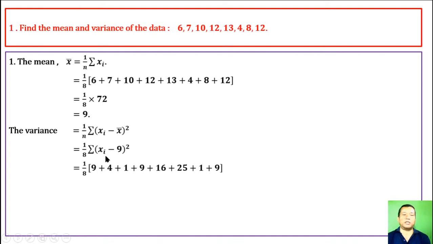13. 13 minus 9, that is 4. 4 square is 16. 4 minus 9, that is minus 5, whose square is 25. 8 minus 9, that is minus 1, whose square is 1. 12 minus 9, that is 3, whose square is 9. We get 1 by 8 times 74. Dividing, we get 9.25, which is the variance of this ungrouped data.